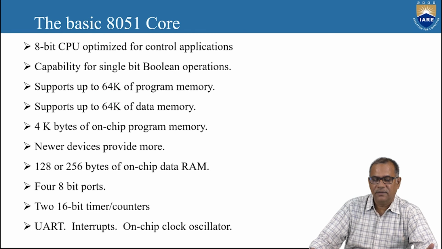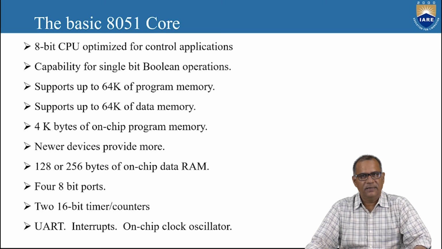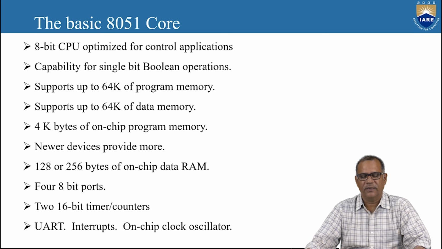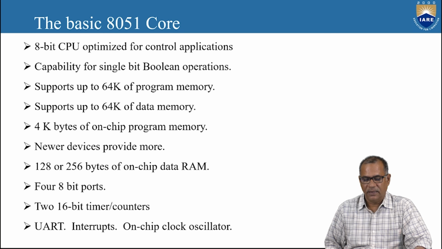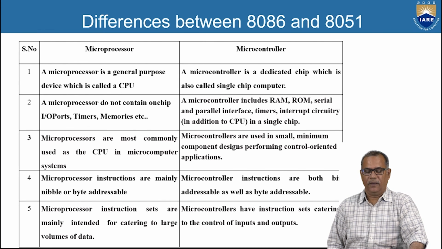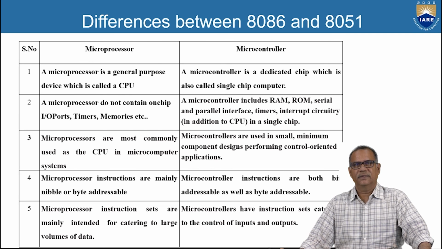So the basic 8051 has an 8-bit CPU and it is optimized for control applications, and it has the capability for single-bit Boolean operations, and it supports 64 kilobytes of program memory and 64 kilobytes of data memory. And it has four 8-bit I/O ports, and of course it has UART, and it has interrupts, and it has on-chip oscillator.